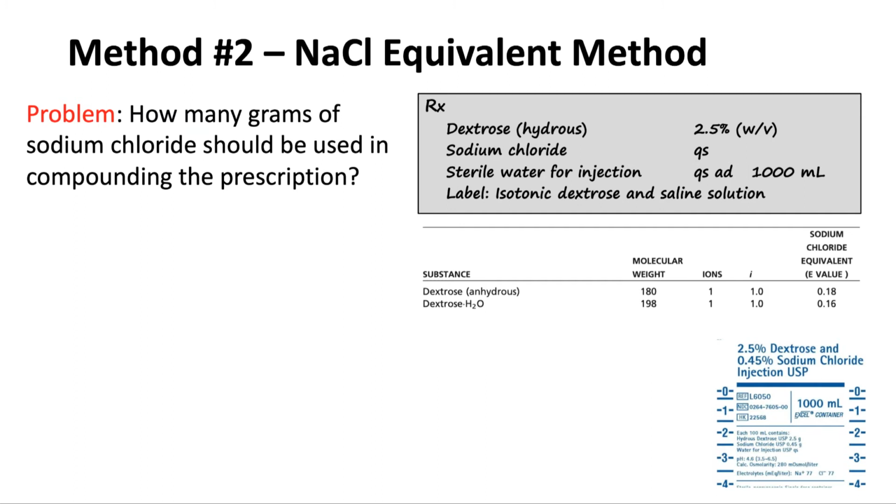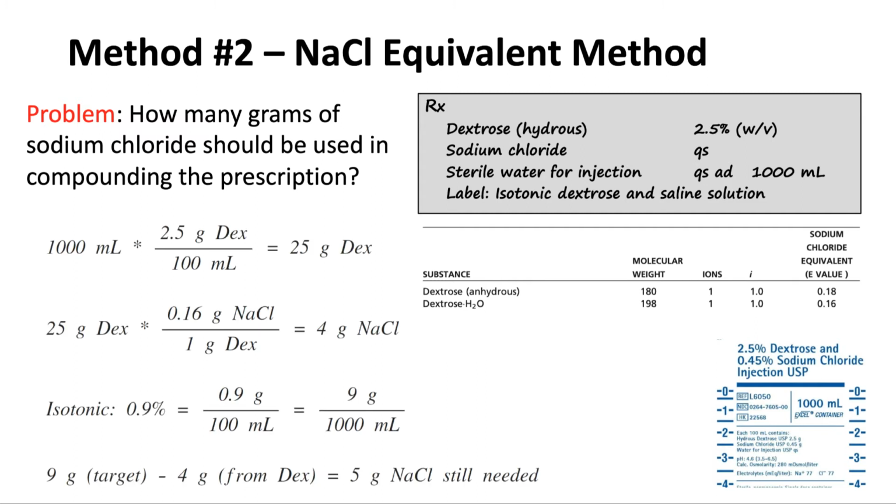In this case, I want to point out you have to be a little bit careful with dextrose, because there are different entries for anhydrous dextrose versus hydrous dextrose. We can see up on the prescription that what we're using in this formulation is the hydrous form of dextrose. So we go down to the dextrose with the water, the H2O. We go over to the far right, and we can see that its E value, its sodium chloride equivalent, is 0.16. So that's the value we will use, the value for the hydrous dextrose, not the anhydrous. All right? So let's set this up.